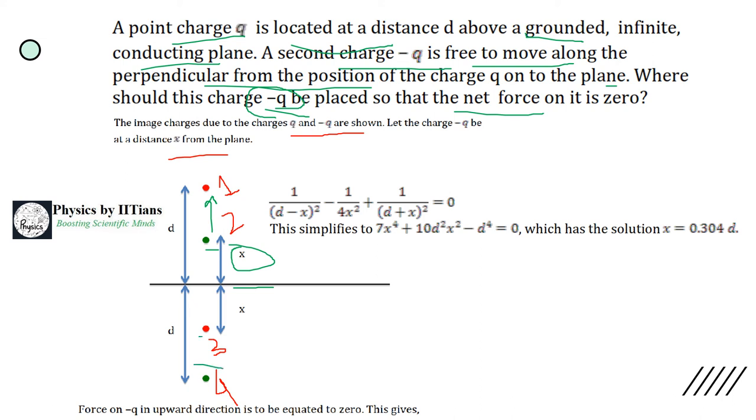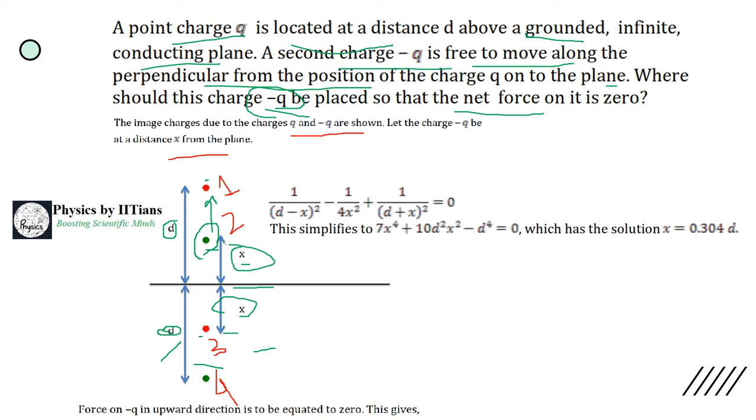If there is a positive charge at a distance of d from this infinite plane, there will also be an image charge, that is a negative charge, behind the plane at distance d. And as we consider a charge minus q at a distance x, it will give another image charge at the same distance x below the plane, with opposite sign, that is plus q. So we have to consider these charges 1, 3, 4, where 3 and 4 are the image charges.